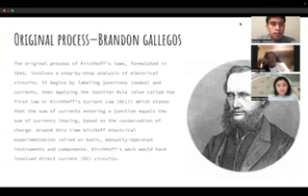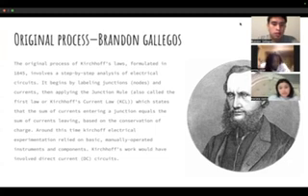Original process. The original process of Kirchhoff's laws, formulated in 1845, involves a step-by-step analysis of electrical circuits. It begins by labeling junctions and currents, then applying the junction rule, also called the first law of Kirchhoff's current law, which states that the sum of currents entering a junction equals the sum of currents leaving.